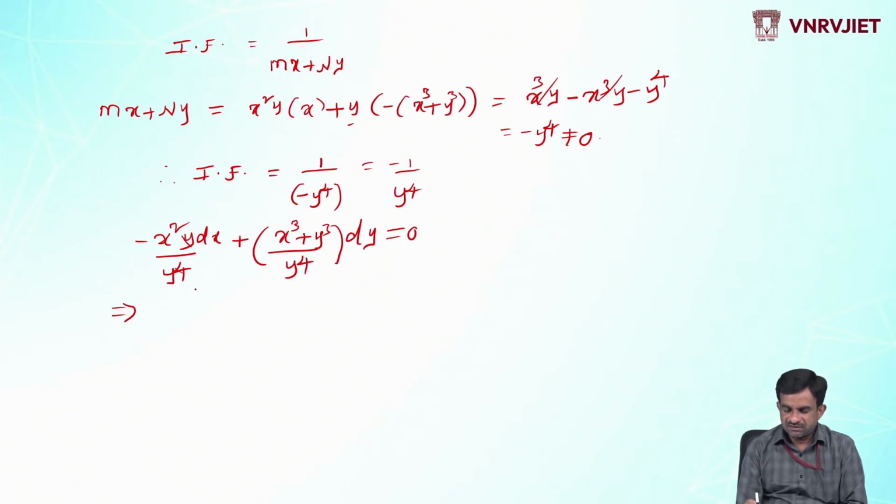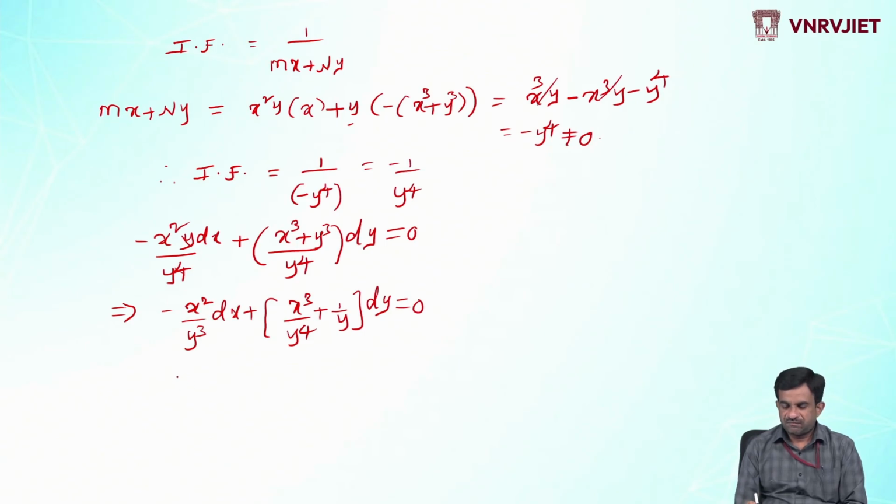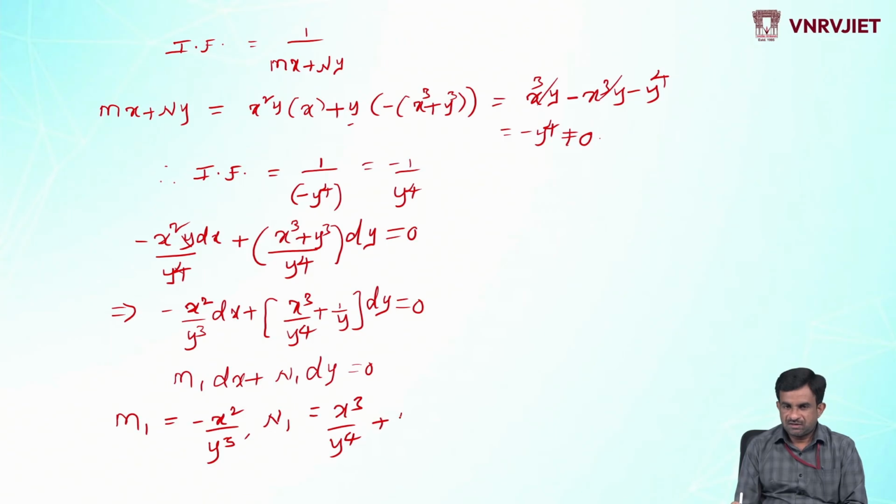So you can cancel out the like terms here. This becomes minus x square by y cube into dx, then plus, separate this, x cube by y to the power of 4 plus y cube by y to the power of 4, it is 1 by y into dy is equal to 0. So this is in the form m1 dx plus n1 dy is equal to 0, where m1 is equal to minus x square by y cube and n1 is equal to x cube by y to the power of 4 plus 1 by y.